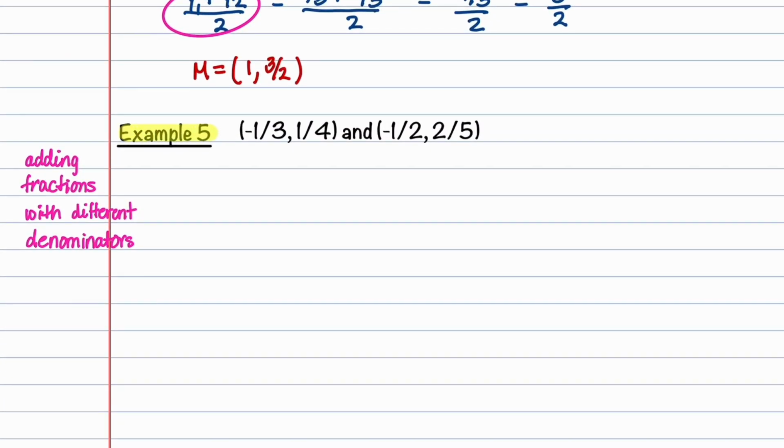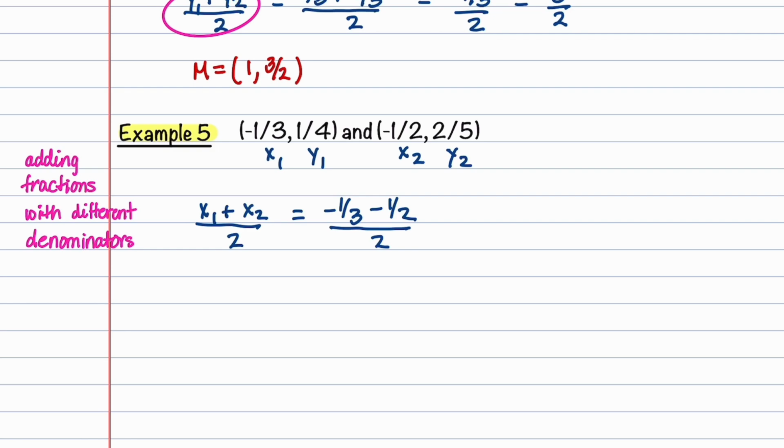Let's now look at our last example. This is our hardest example because we're going to be adding fractions with different denominators. Just as before, we're going to start by labeling our first point x1, y1, and then our second point x2, y2. Let's find our x-coordinate first. So we have x1 plus x2 divided by 2. Our x1 is minus 1/3, and then our x2 is minus 1/2, and we divide that by 2.